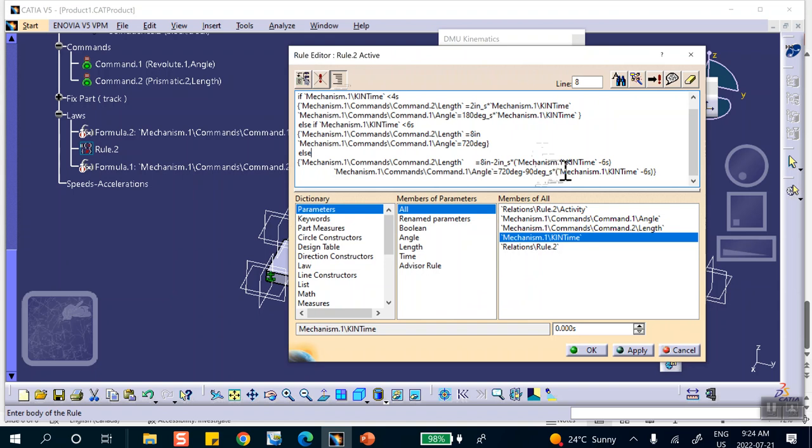Is there something obvious that you guys can see? Eight inches minus 2 inches per second times time minus 6. Angle equal to 720 degrees minus 90 degrees per second times time minus 6. Okay. I don't see anything obvious there.